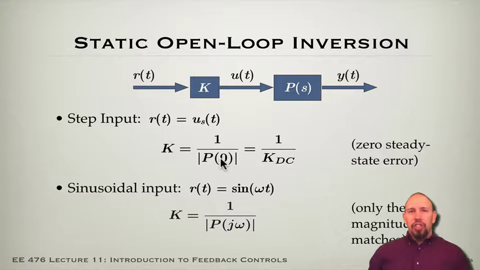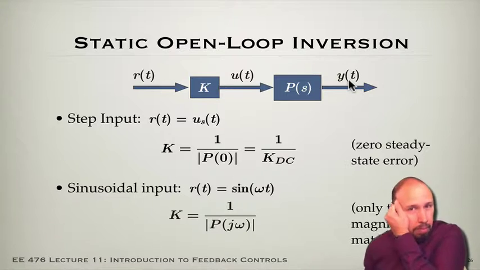If you think of zero frequency, that's DC. So 1 over the magnitude of the DC gain is going to give us zero steady state error when we do this. When we talk about steady state error, we mean that this will settle out to the value 1 if this is a step input. Okay, so it's a unit step.